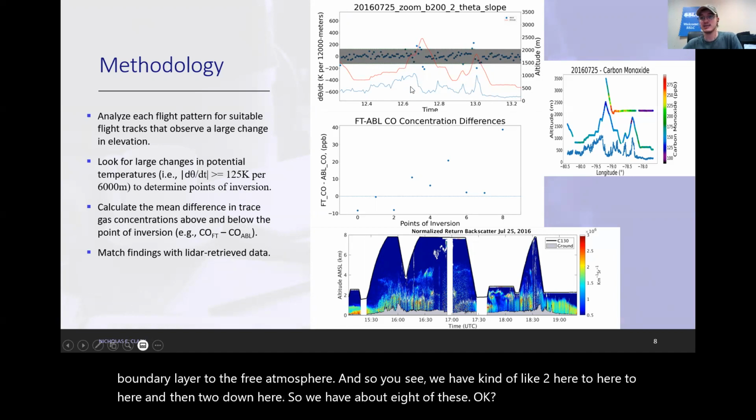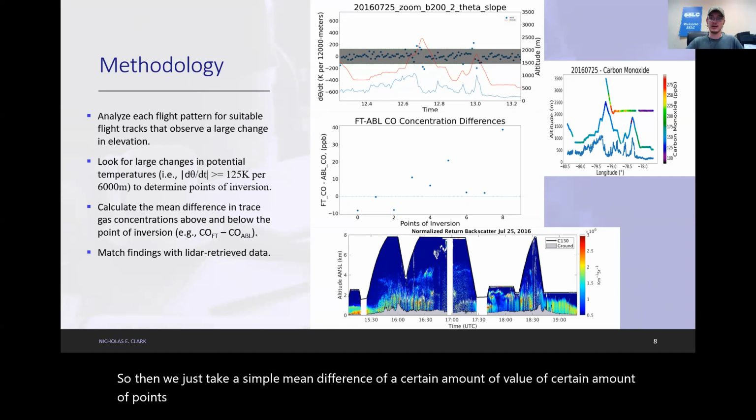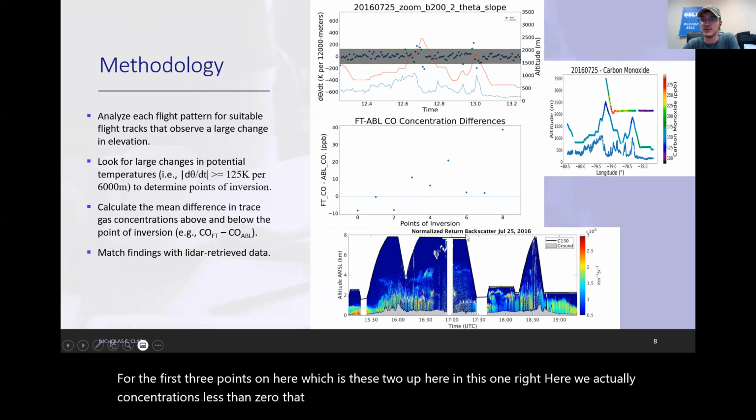Then we just take a simple mean difference of a certain number of points above and below these points. And here we have this for carbon monoxide. You can see that for the first 3 points, which are these 2 up here and this one right here, we actually see concentrations less than 0. That means our free troposphere actually had a lower concentration of carbon monoxide than our boundary layer.